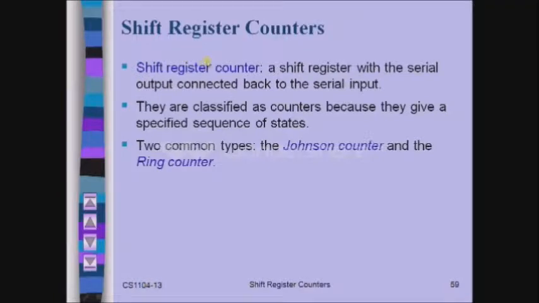Now let us see shift register counters. We can also design counters with the help of these shift registers. Those are called shift register counters, and there are mainly two types of shift register counters. They are the ring counter as well as the Johnson counter.